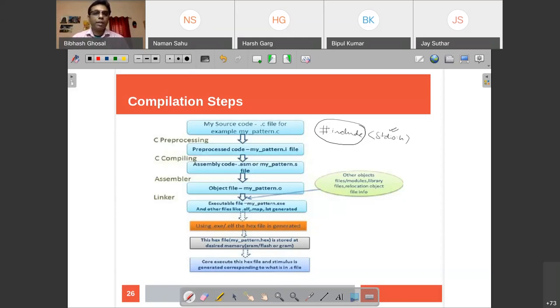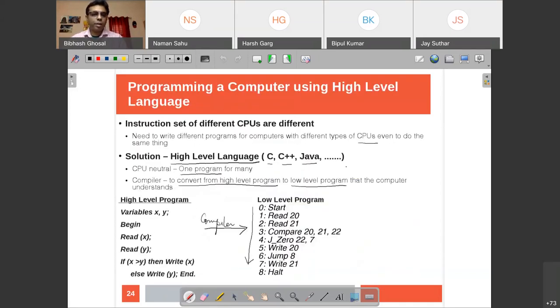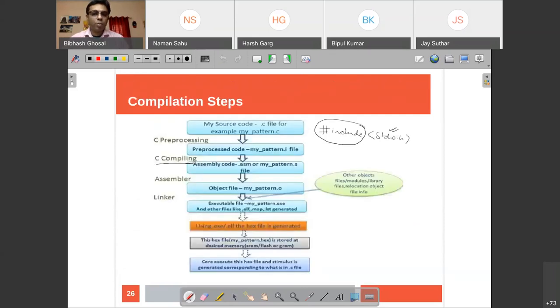Then it converts it into an assembly code. So the compilation happens and the assembly code is generated. We just saw that this has to be compiled and a low-level program has to be generated. Low-level programs means the assembly. The assembly will be generated, which will have the extension .s. So a file.c after compilation gives rise to file.s.